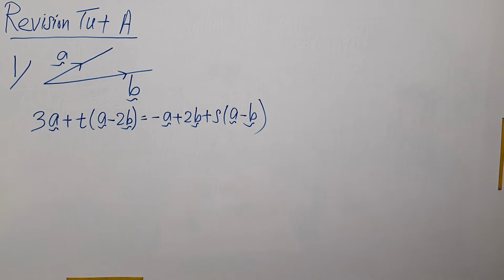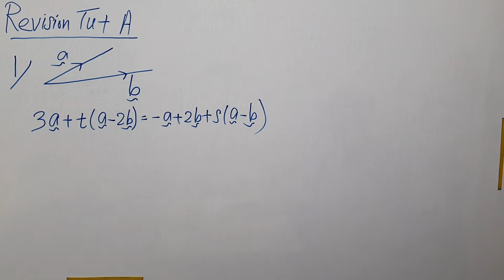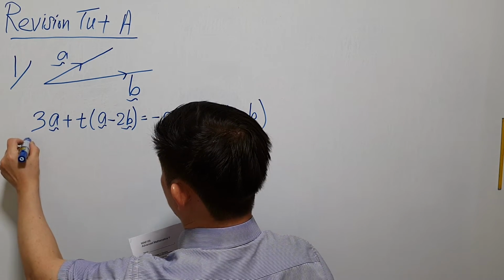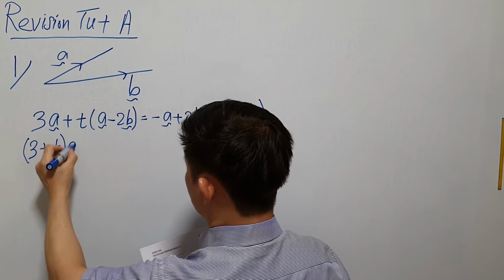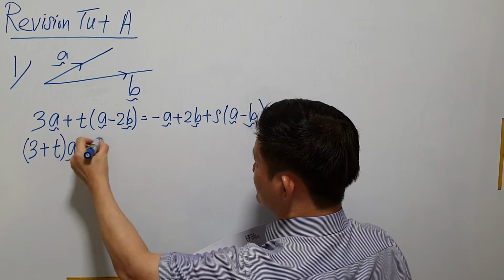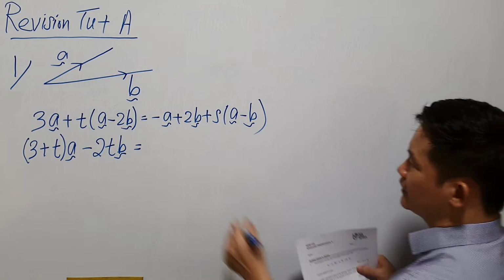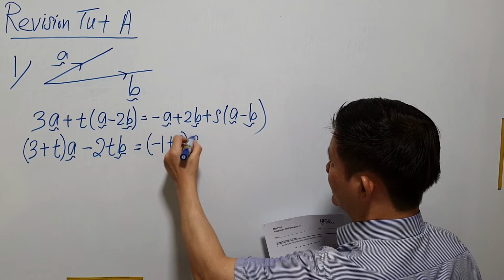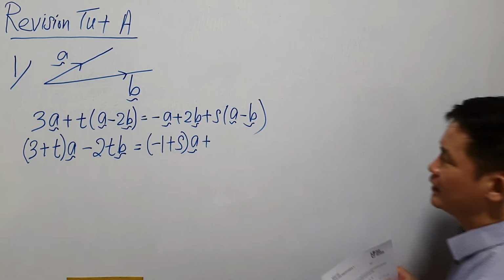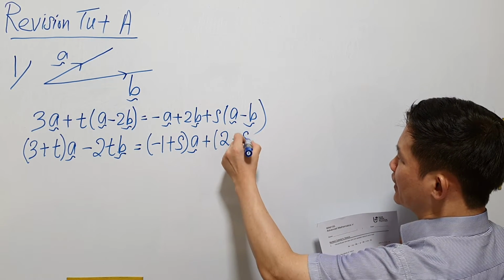So what we're going to do right now is some form of expansion. Let me just be sure that I've copied the question correctly. Right, so I'm going to group the a's together. This gives me (3 plus t) of a minus 2t of b. Then this gives me (minus 1 plus s) of a plus (2 minus s) of b.